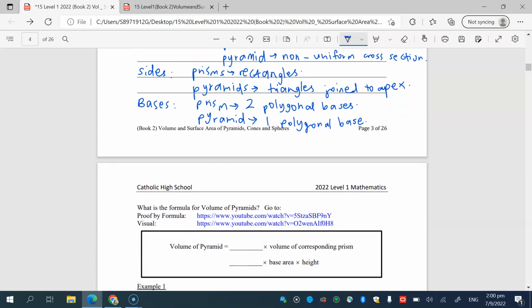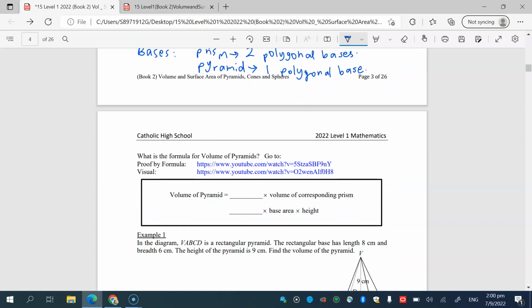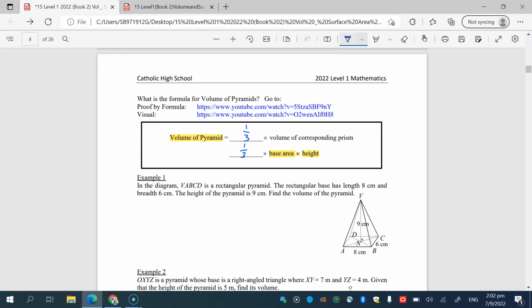All right. Now, what is the formula for volume of prism? Now, I will leave the link to this visual proof in the description box, so please click on it and watch the video. Once you've watched the video, you'll realize that the volume of pyramid is basically 1/3 the volume of the corresponding prism. And for prism, we already know the volume of prism is base area times height, right? So for pyramid, it is just 1/3 of that. Okay, 1/3 base area times height gives you the volume of pyramid. All right, based on the proof that you just watched.